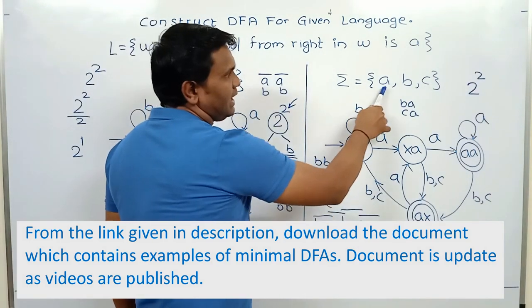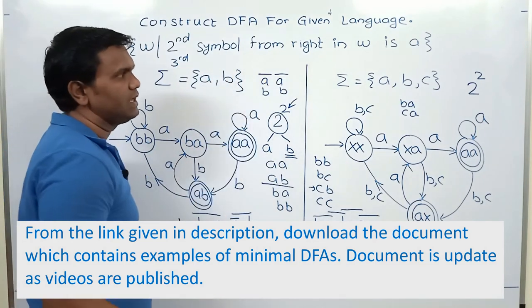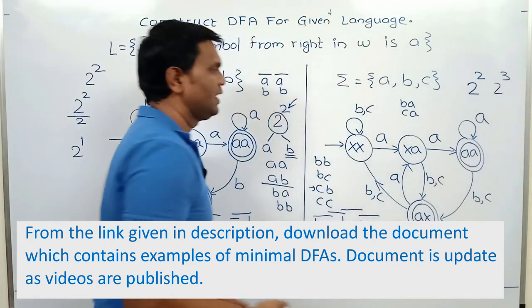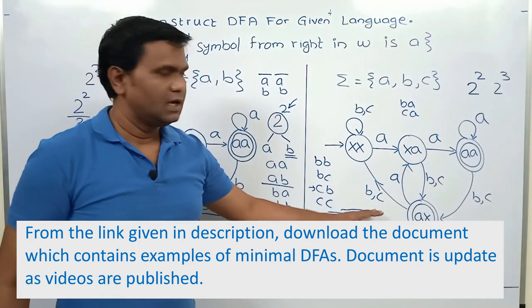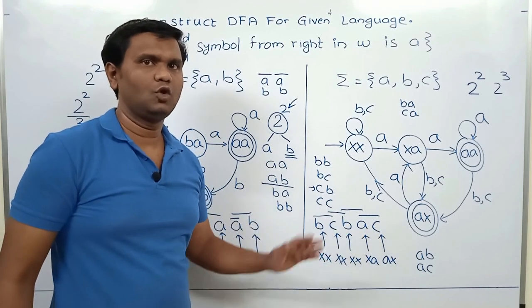If the alphabet is A, B and C and the condition is that the third symbol from right in W is A, we will require 2 power 3 states. Here also we have half of the states as final states and half of the states as non-final states.